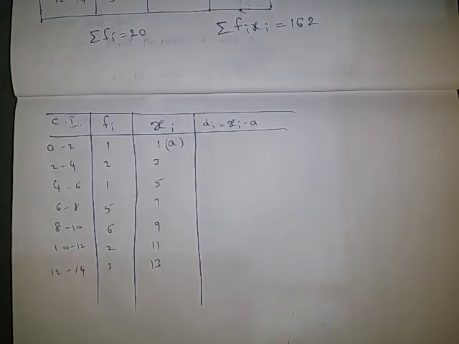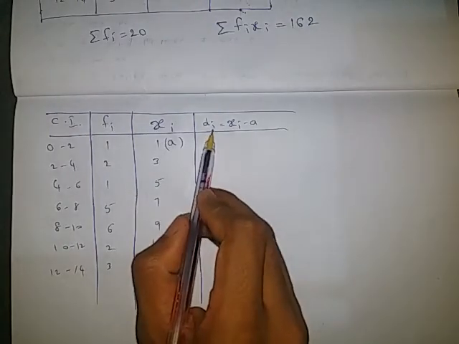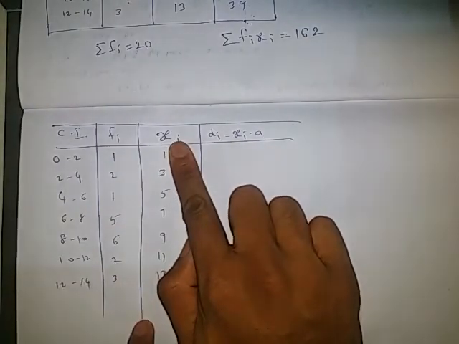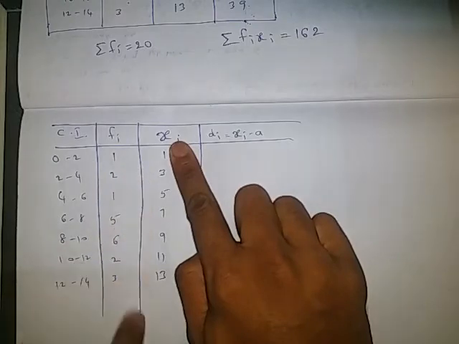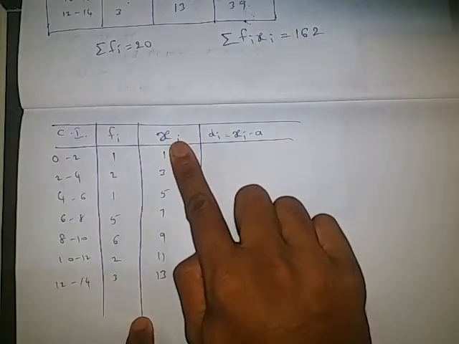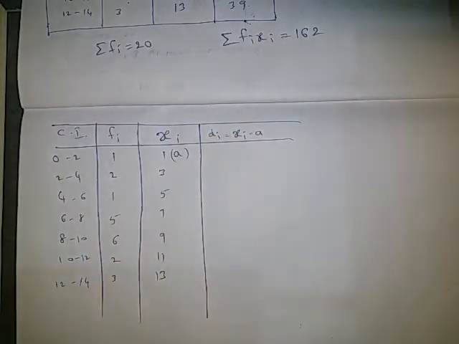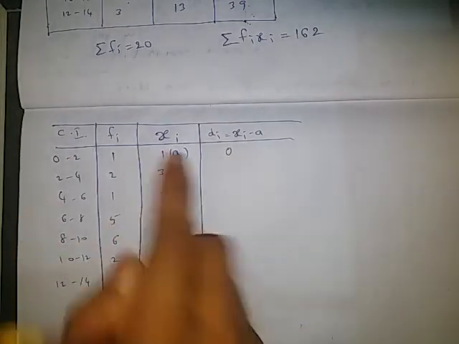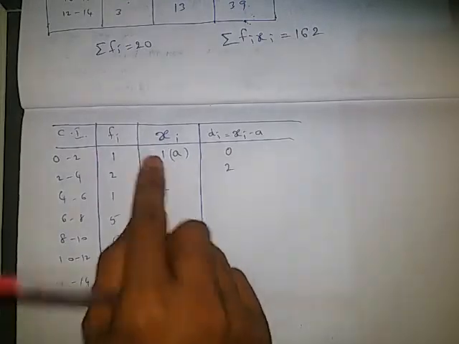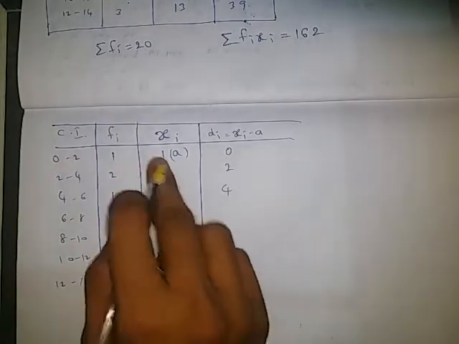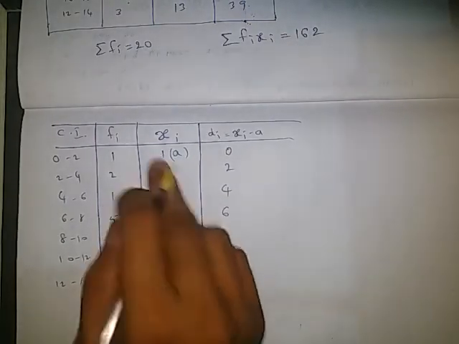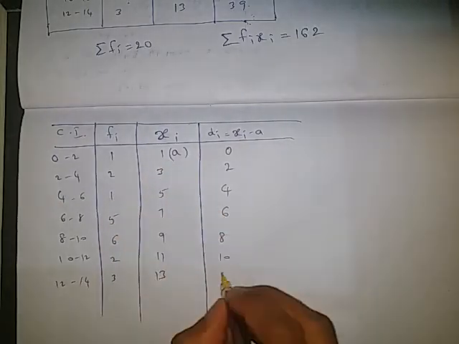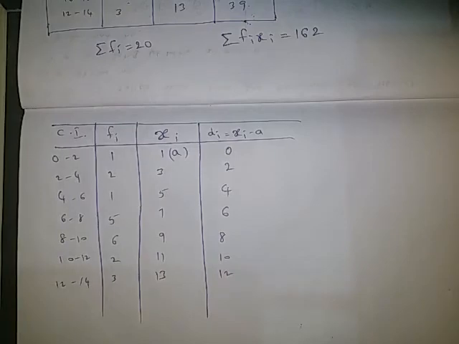Now di is nothing but, from every number of this column, we need to remove the assumed number. 1 minus 1, 0. 3 minus 1, 2. 5 minus 1, 4. 7 minus 1, 6. 9 minus 1, 8. 11 minus 1, 10. 13 minus 1, 12. Now this is the di column.